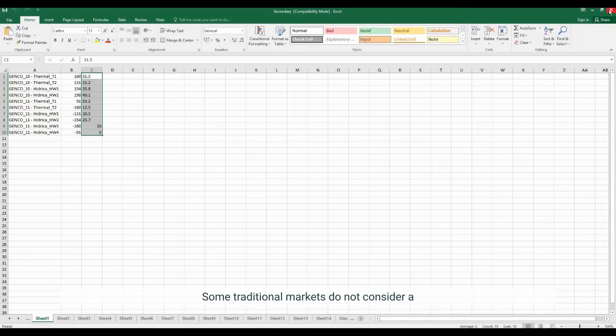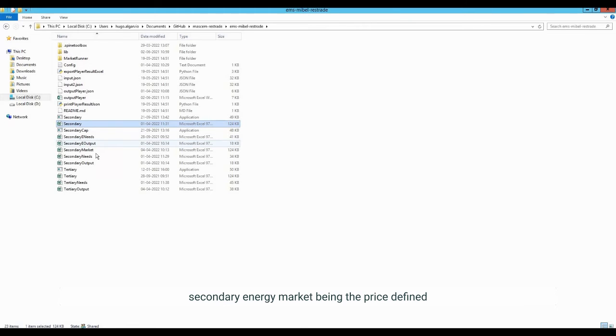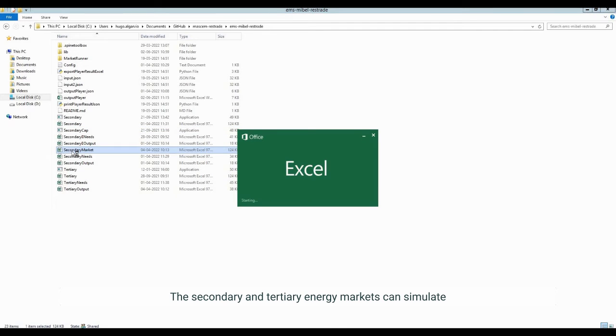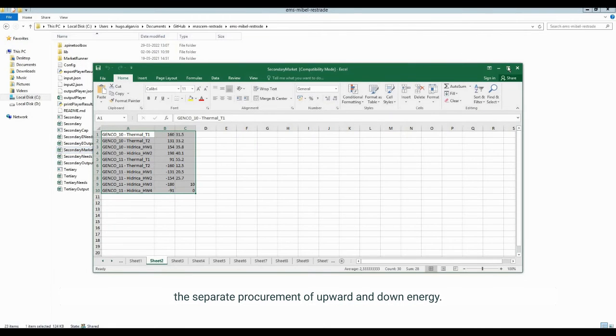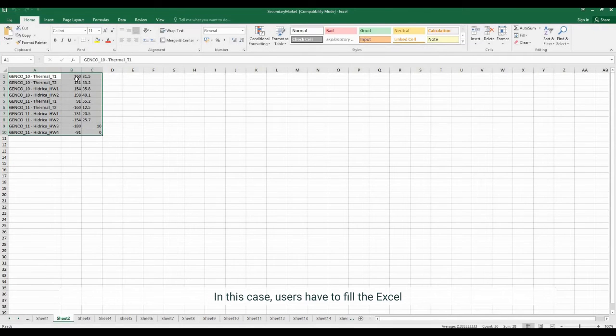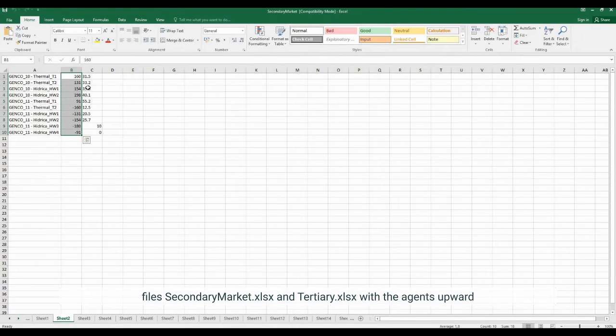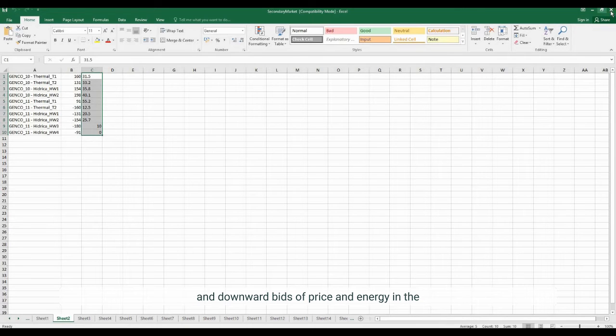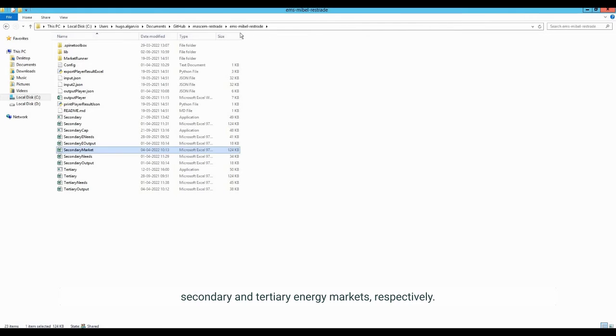Some traditional markets do not consider a secondary energy market, the price being defined by the regulator. In the RESTrade tool, the secondary and tertiary energy markets can simulate the separate procurement of upward and downward energy. In this case, users have to fill the Excel files secondary market and tertiary market with the agent's upward and downward bids of price and energy in the secondary and tertiary energy markets, respectively.